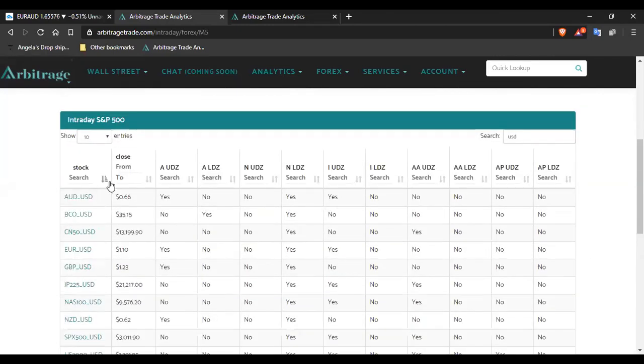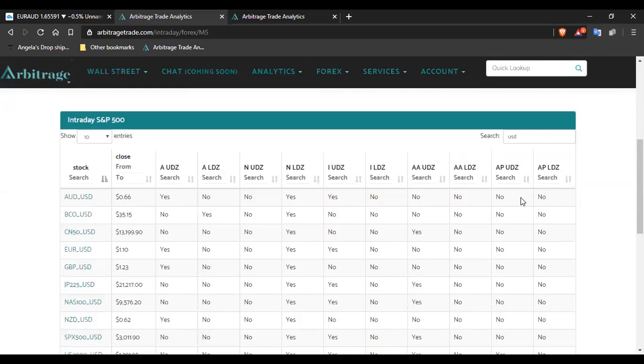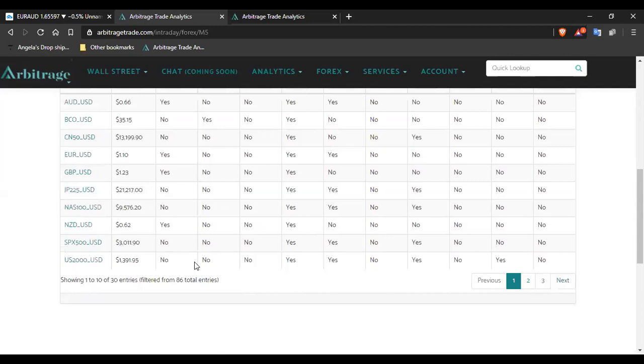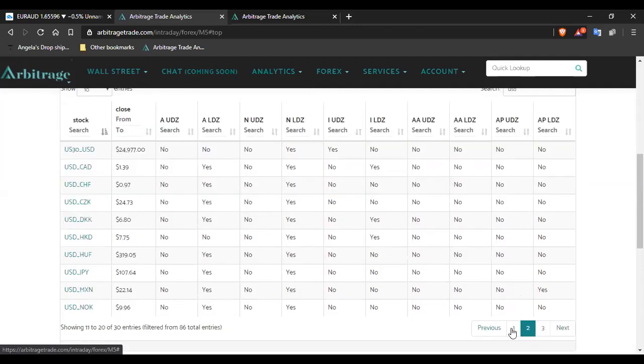So we came here looking at this side on the 5-minute chart. None of these are at the lower danger zone or upper danger zone, except apparently the US indices are the only ones up here. Oh no, never mind, it's only US 2000 and I don't trade that. So USD Mexican on the 5-minute is at the lower danger zone. This is something I'm going to be watching for.